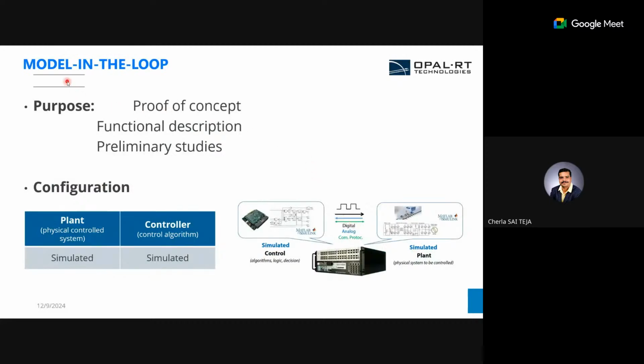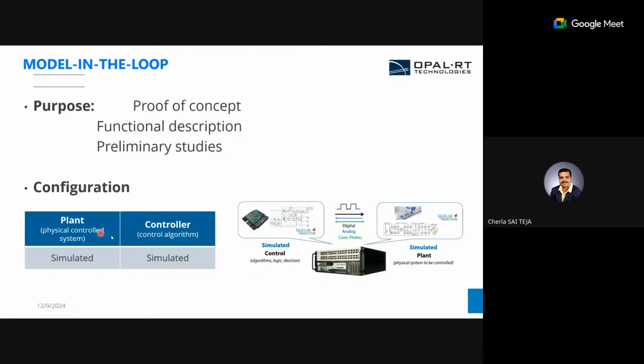The first phase of testing in a real-time simulation will be model in the loop simulation. The purpose of this is, we can say, proof of concept. Here we'll be having the control logic and the plant model both simulated and running on a real-time platform. Why do we have to do this? As it's a proof of concept, one will be executing the project and verifying whether the plant response is in accordance with the control or not.